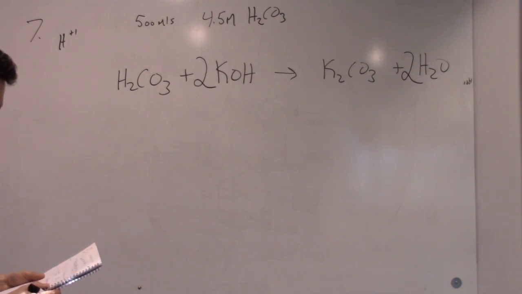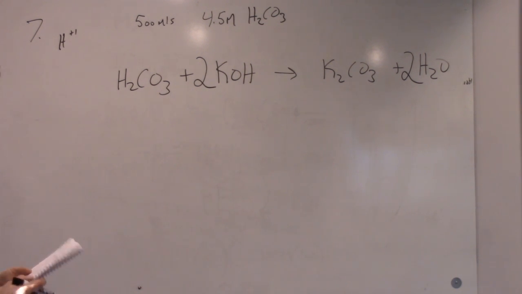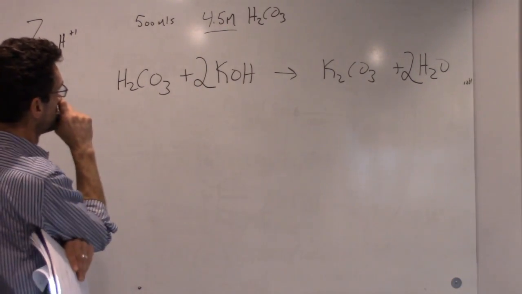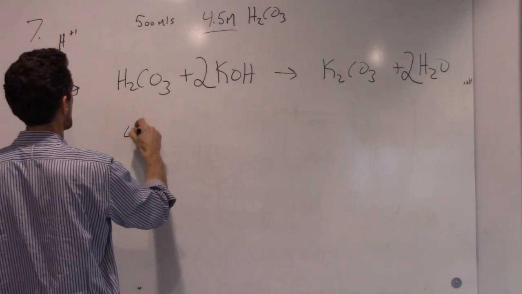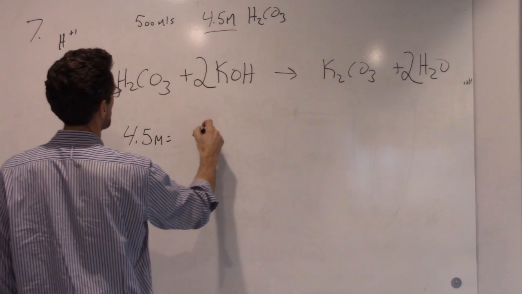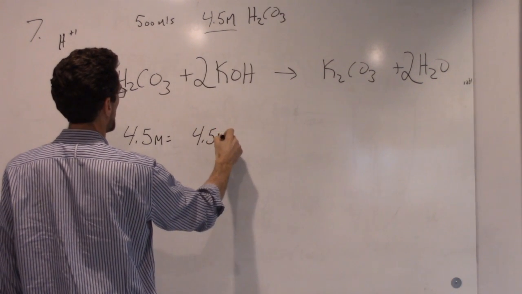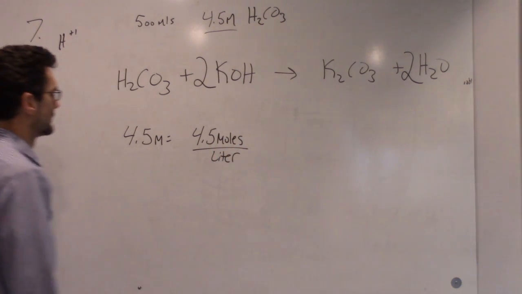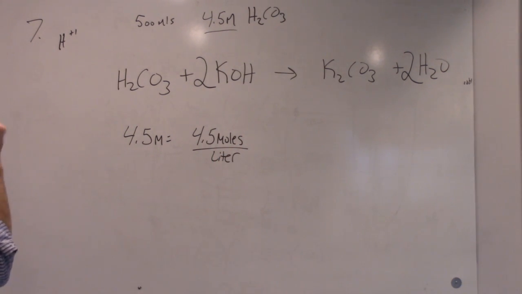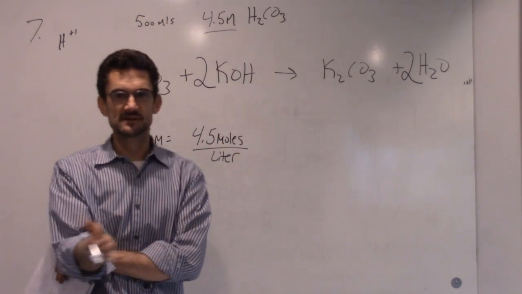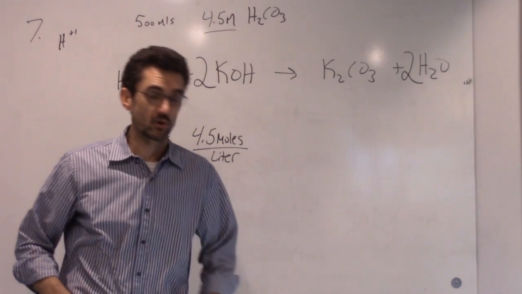All right. Now, what are we going to do with this? Well, what kind of information did they give us? They gave us this 4.5 molar. What's another way to say 4.5 molar? 4.5 molar is the same thing as saying 4.5 moles per liter. Uh-oh, we got moles. That's telling us that somewhere in here it's going to be a mole-to-mole ratio.